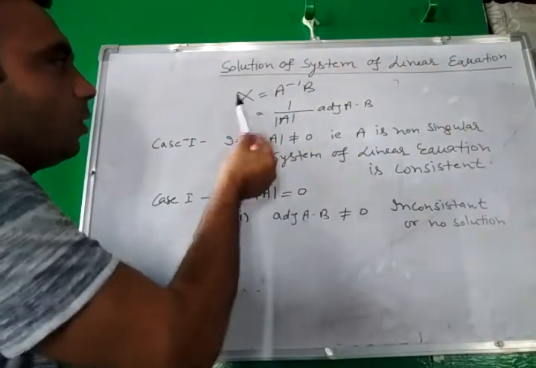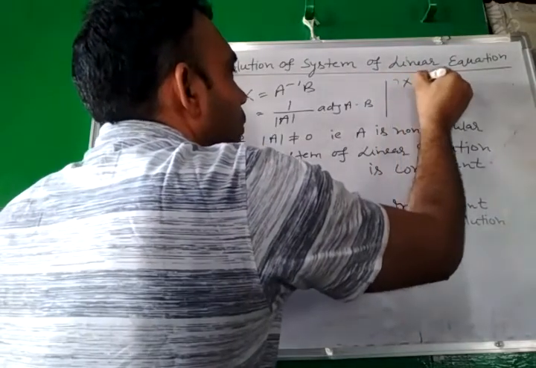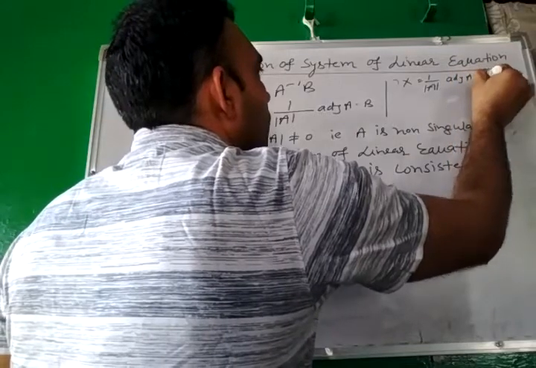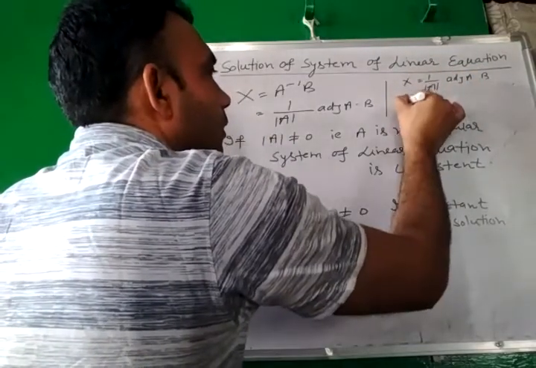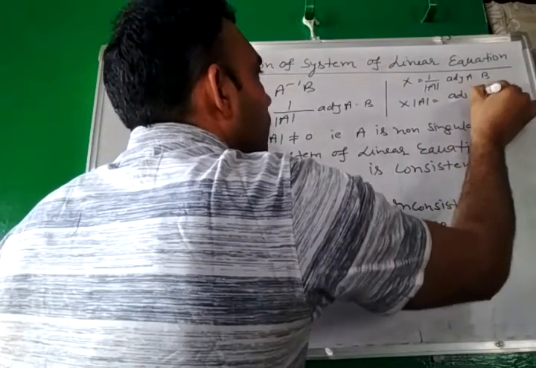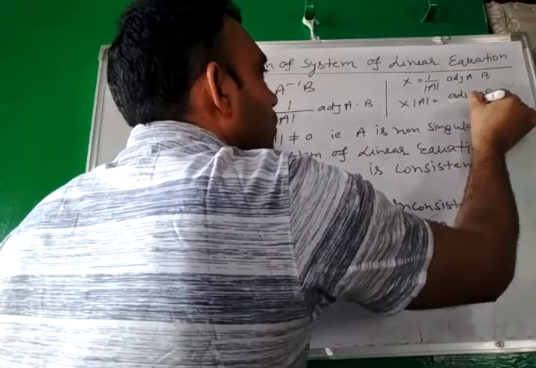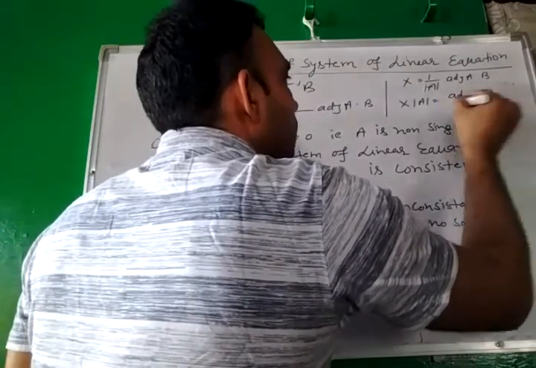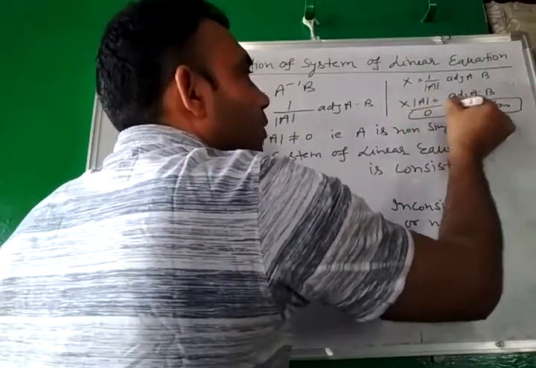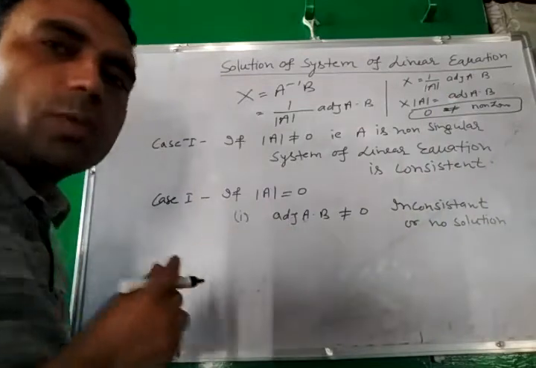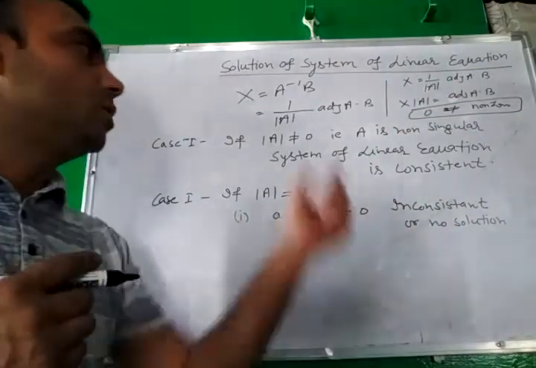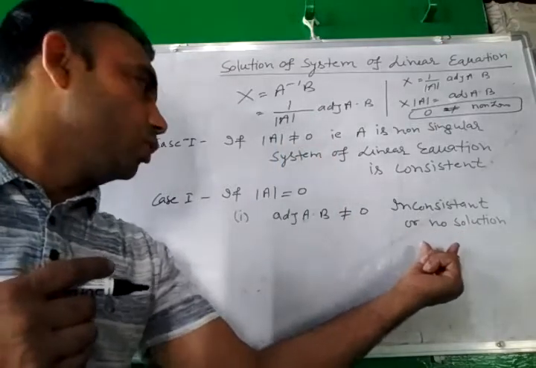So X into determinant of A: X is equal to 1 upon determinant of A into adjoint of A into B. If we cross multiply, X into determinant of A equals adjoint of A into B. This is not equal to 0, a non-zero number, while the left side is 0 because determinant of A is equal to 0. So 0 and non-zero cannot be equal; it is not possible. So the system of linear equations is inconsistent, or we can say that the system has no solution. Case second.